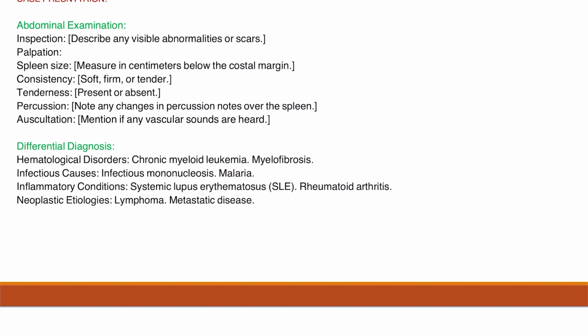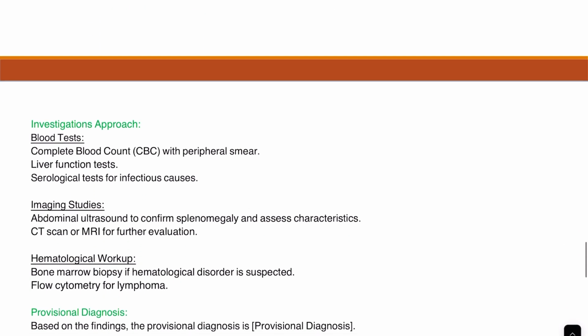Again, repetitions, we have done it before: hematological disorders, chronic myeloid leukemia, myelofibrosis, infectious causes like infectious mononucleosis and malaria, inflammatory conditions like SLE, rheumatoid arthritis, and neoplastic etiologies like lymphomas or metastatic disease. And then you're going to talk about your investigations approach.